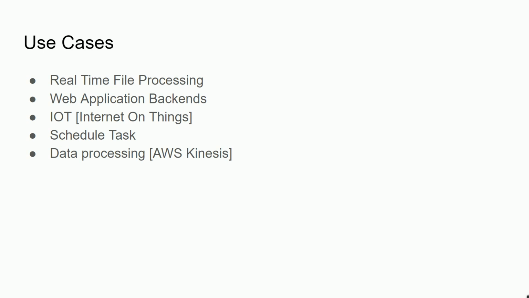What are the use cases? Real-time file processing, web application backend, IoT, scheduled tasks and data processing, AWS Kinesis. These are the use cases where you can use your AWS Lambda function.